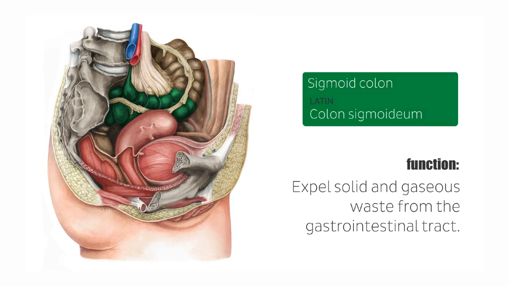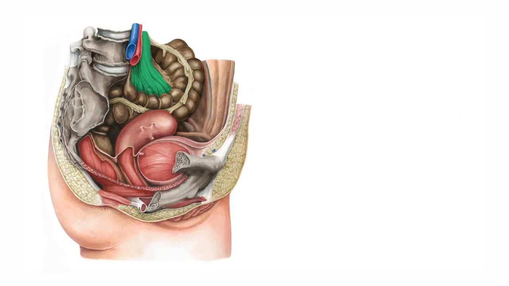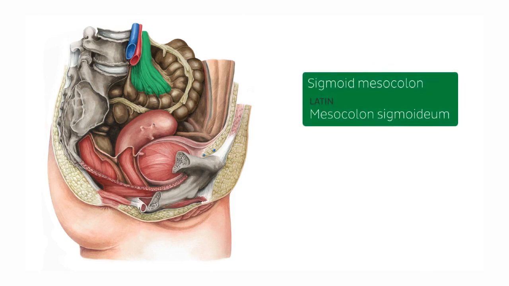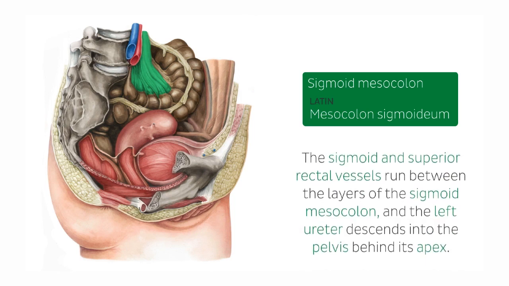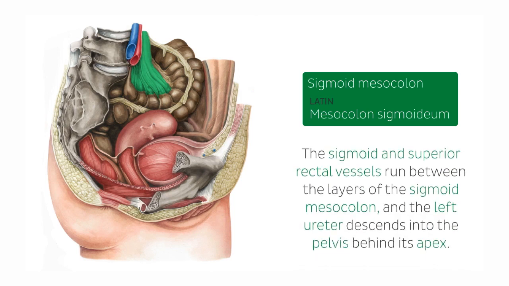We're now ready to move on to the next structure that I'm now highlighting in green. This is known as the sigmoid mesocolon. And the sigmoid mesocolon is a fold of peritoneum that attaches to the sigmoid colon that we just talked about on the previous slide, to the pelvic wall, and is one of the four mesenteries of the abdominal cavity. The sigmoid and superior rectal vessels run between the layers of the sigmoid mesocolon, and the left ureter descends into the pelvis behind its apex.